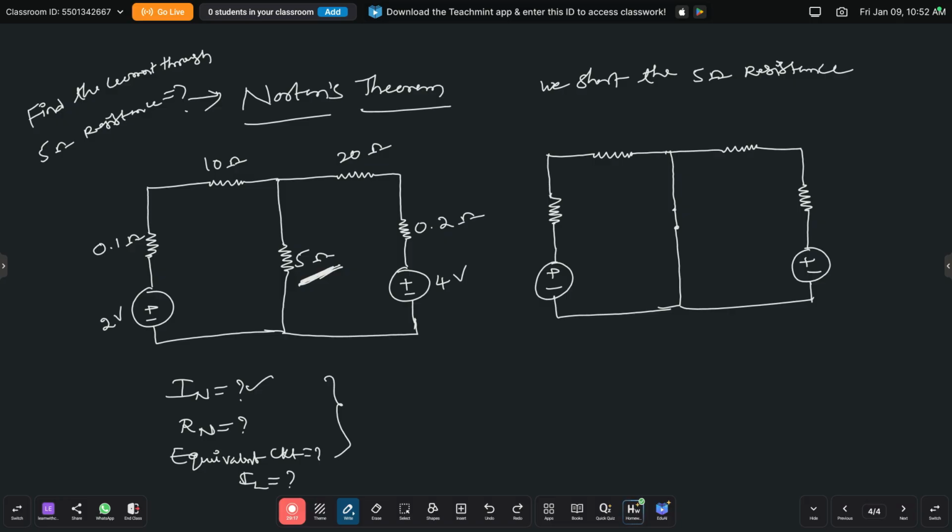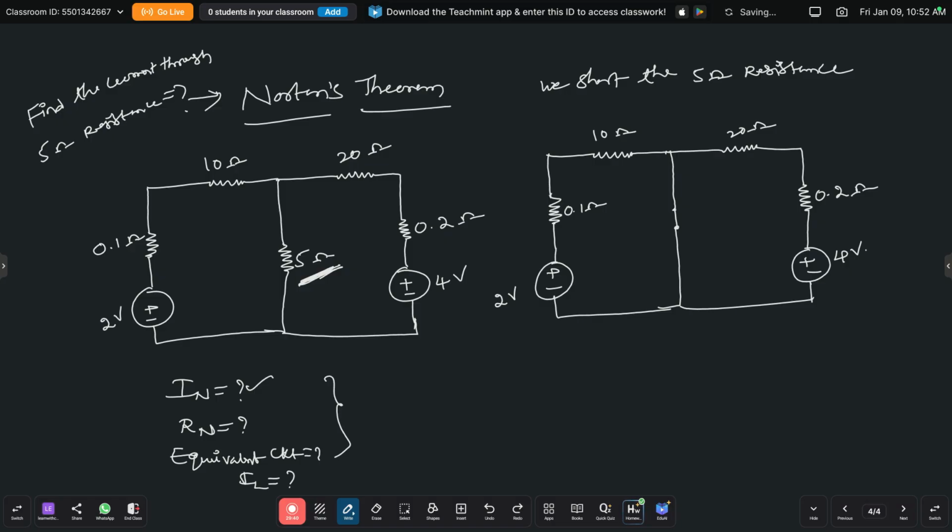So give the values also the same values. What is the voltage source 1? That is the 2 volts. Here this is the 0.1 ohm, and this is the 10 ohms. So here this is the 20 ohms, and this is the 0.2 ohms, and one more voltage source, that is the 4 volts. So after shorting the 5 ohm resistance, we get a circuit like this.